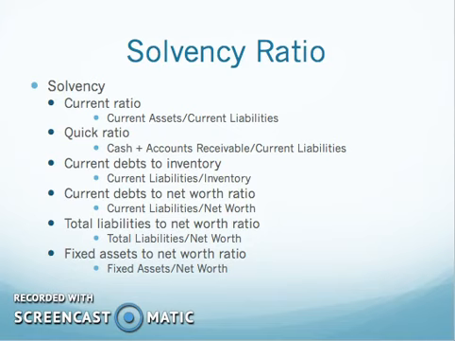Current debts to inventory is computed to see the ability to repay those debts. Current debts to net worth indicate the percentage of shareholders' investment. Total liabilities to net worth shows the relationship between the total debts and owner's equity of a company. A higher ratio means less protection for business creditors. So finally, the fixed assets to net worth represents the fixed asset percentage compared to the total equity.